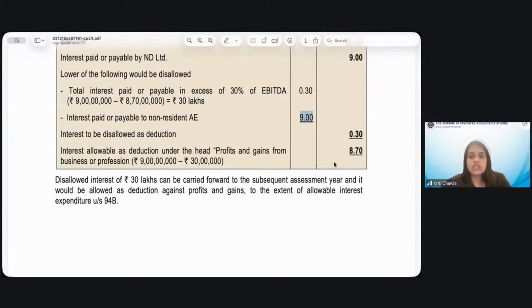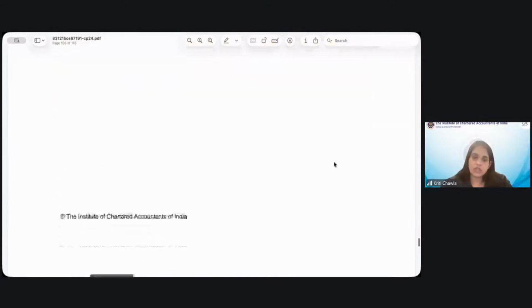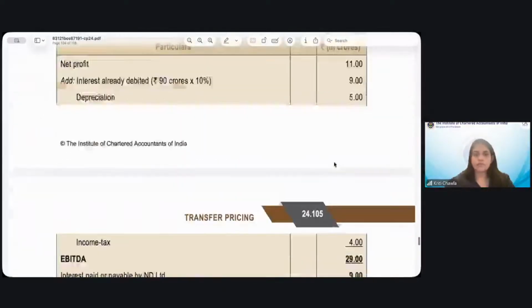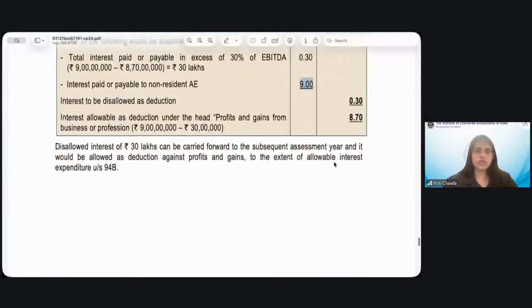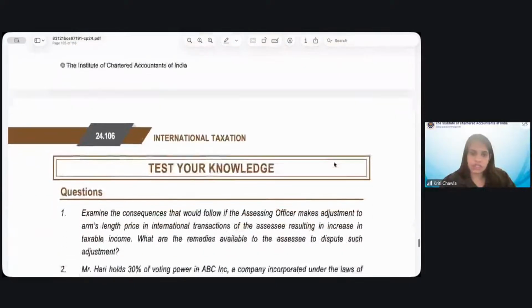This will be disallowed interest. Disallowed interest, which is 30 lakhs, can be carried forward to subsequent assessment years, and it would be allowed as deduction against profits and gains to the extent of allowable interest, obviously. So this can be carried forward. So this was interest limitation deductions.